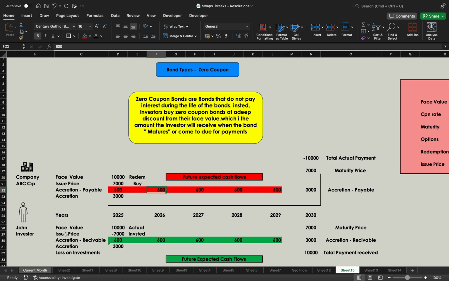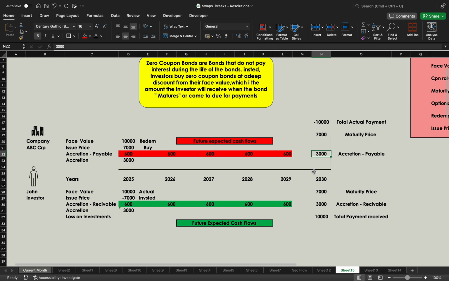So every year the company will record 600. This is how you can see the schedule of future expected accretion cash flow payable, and the total amount would be 3,000. At the time of maturity, as the company had received 7,000 as investment, this amount plus the total accretion, the discount which was offered, means the company will pay 10,000 to the investors.